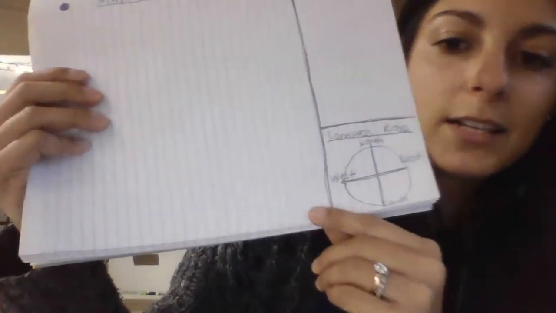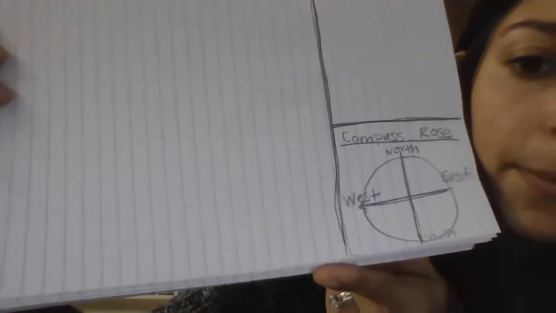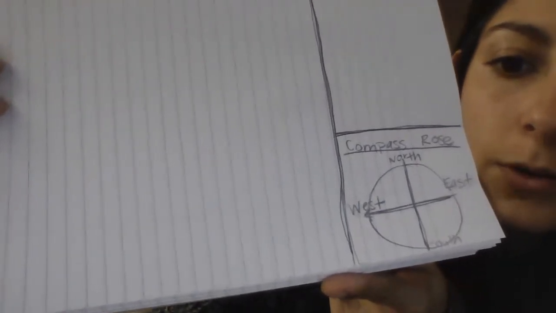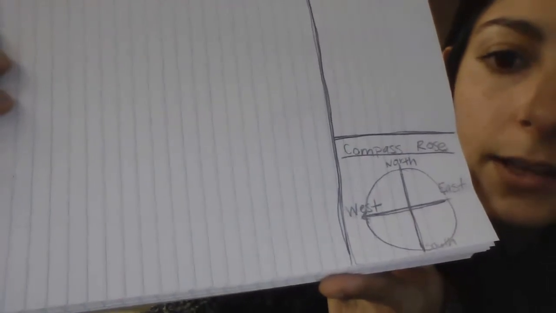Okay. Never eat soggy waffles. North, east, south, west. Right? Okay. So that's what you need to have on yours. Make sure that your compass rose matches my compass rose. North, south, east, west. Go ahead and put that on your paper. Stop it and keep going.